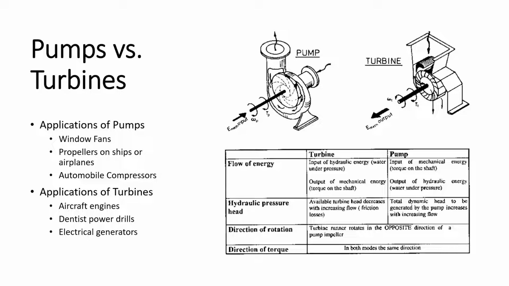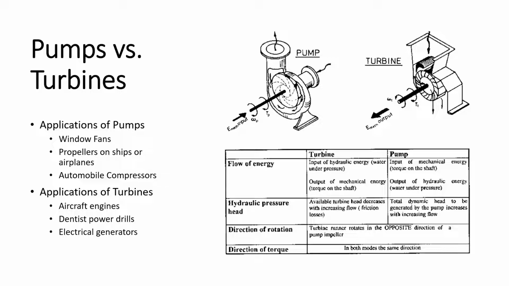Gas station pumps and aquarium filtration devices are common applications of pumps that we see in everyday life. The term pump is applicable to all pumping machines, which extends its application to fans, blowers, and compressors as well, which is why propellers on airplanes or ships and automobile compressors responsible for cooling your car also utilize a pump.